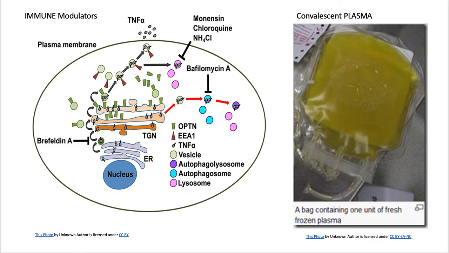However, we're learning new things about the SARS-CoV-2 virus and COVID-19 every day. So stay informed.